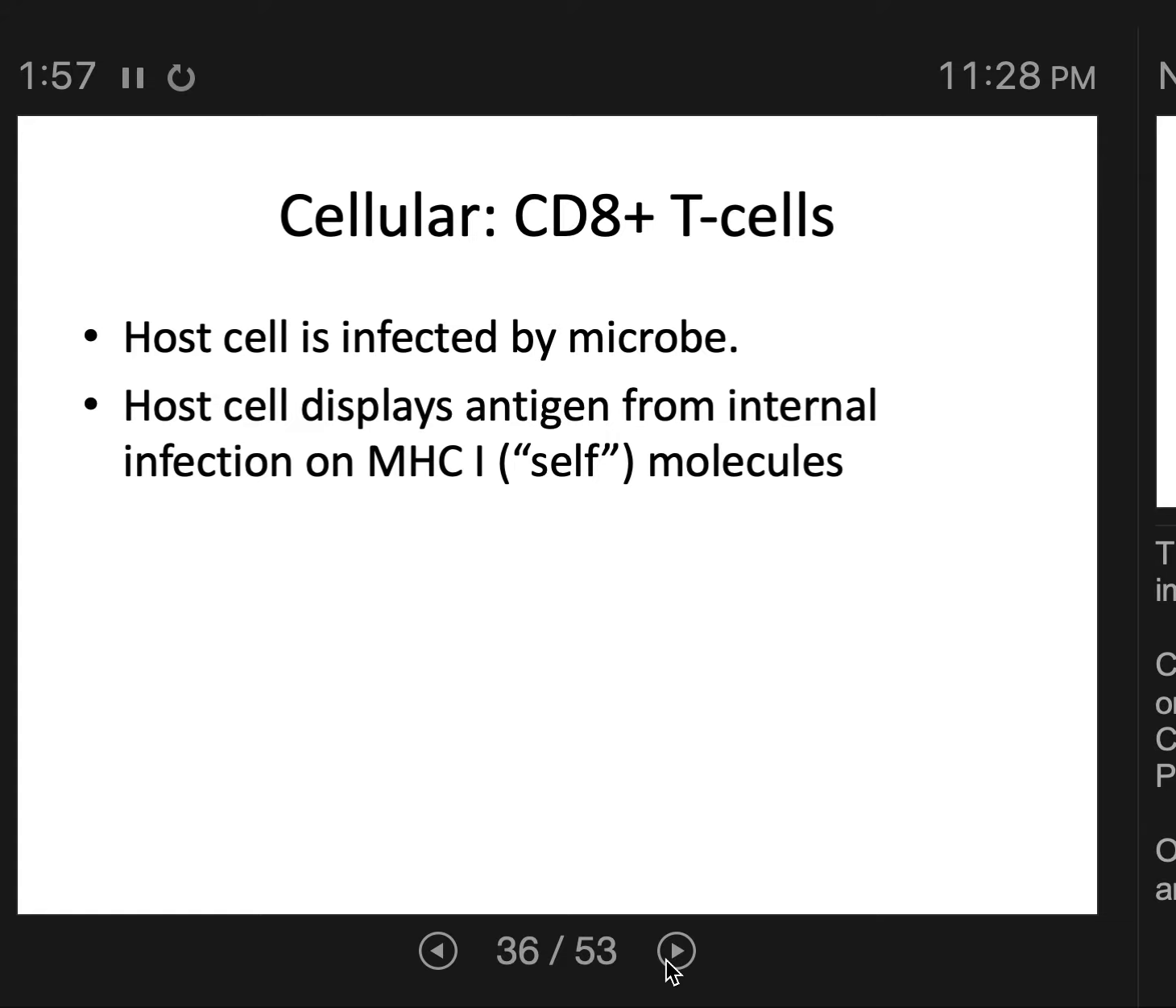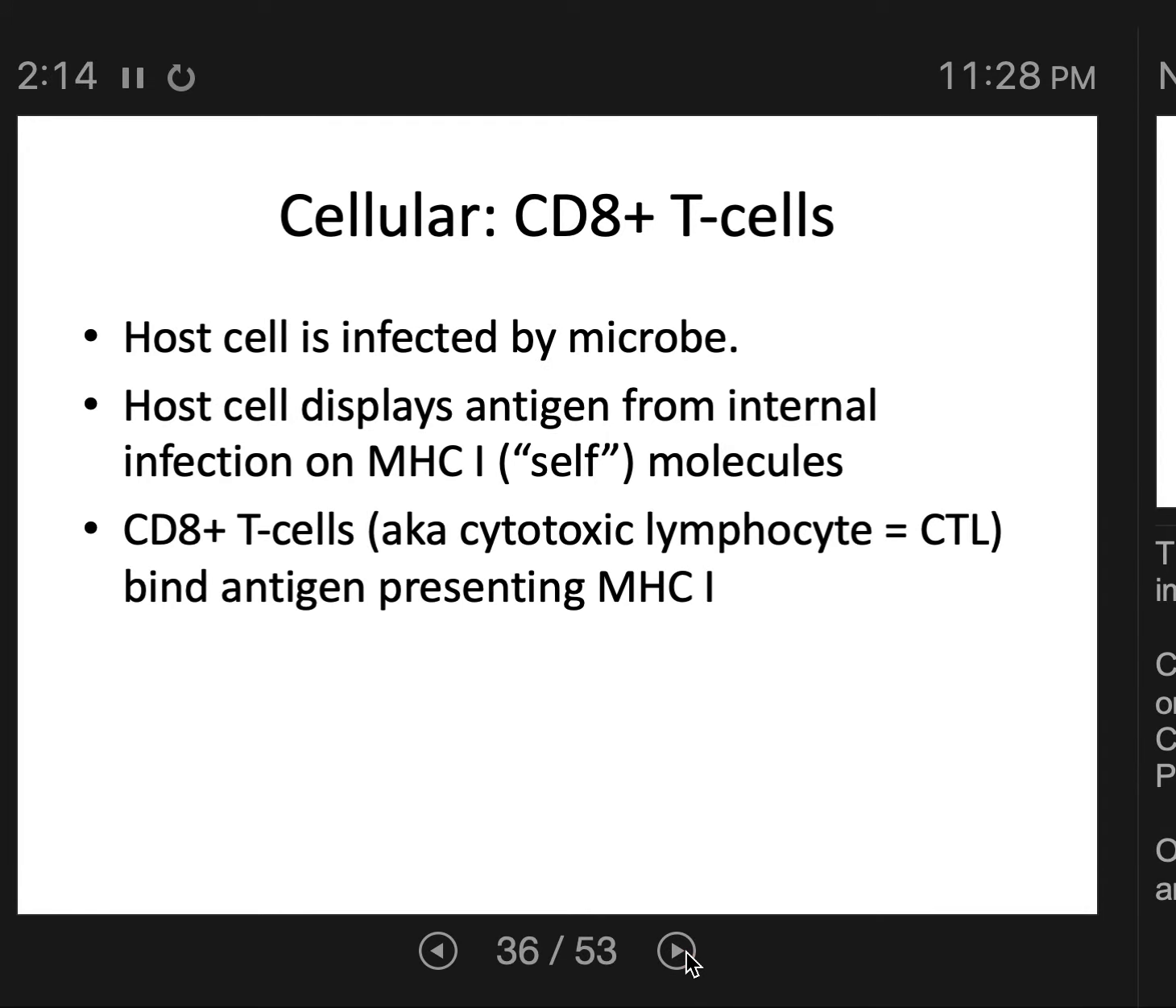But in the case of internal infection, all of your cells can present signs of infection by displaying antigens on the cell surface in the MHC class 1s. So the host cell gets infected by a microbe. That host cell displays an antigen from the internal infection on the MHC class 1s. A CD8 plus T cell, also known as the cytotoxic lymphocyte, or CTL, is going to bind the antigen presenting MHC class 1. What the cytotoxic lymphocytes do is they go from one of your normal cells to another, checking the MHC class 1s.